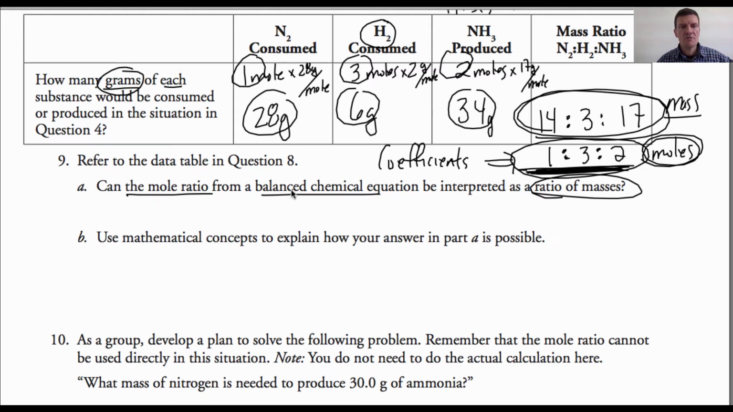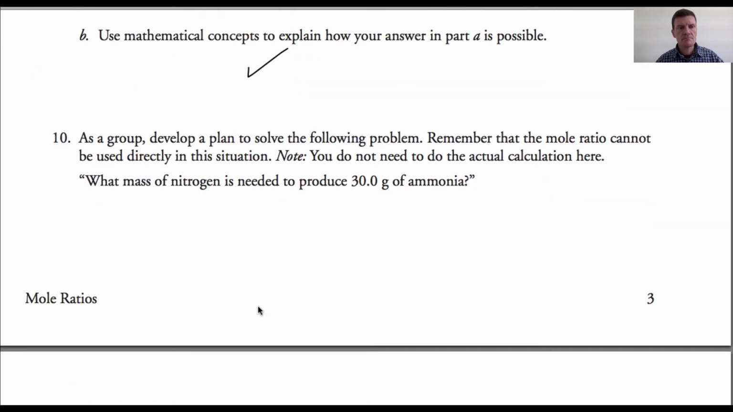Can the mole ratio from a balanced equation be interpreted as a ratio of masses? Oh, just answered that. The point here is that yes, I use the mole ratios in order to come up with the masses and look at the mass ratio, but I don't want you to be confused here. I always want you to realize that the coefficients in a balanced equation are giving you the molar ratios, not the mass ratios. Okay? So that's what I want you to understand there.